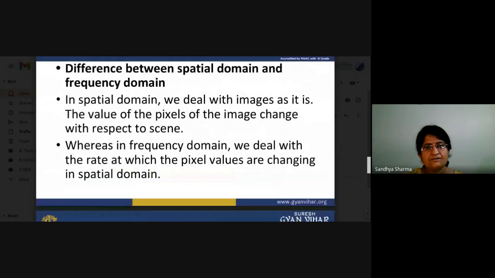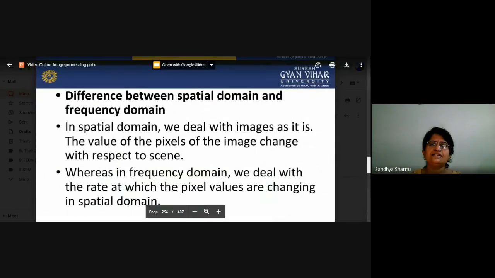Now you can see the difference between the spatial domain and the frequency domain. If we are talking about the spatial domain, we deal with the images as they are, where the values of the pixels of the image change. So here we are directly dealing with the pixels.